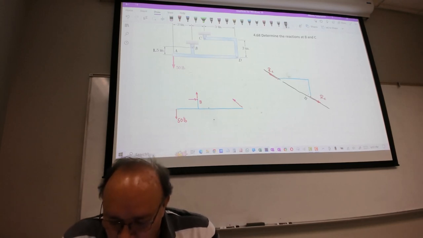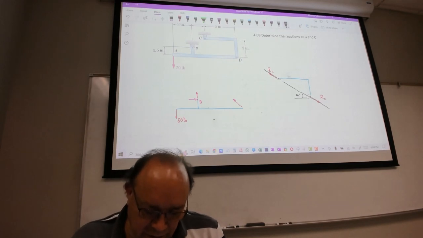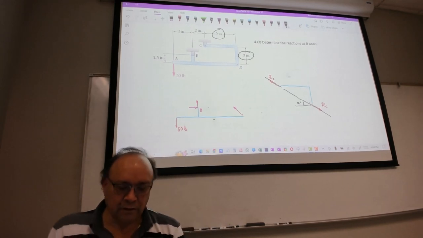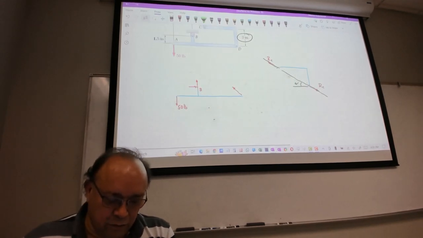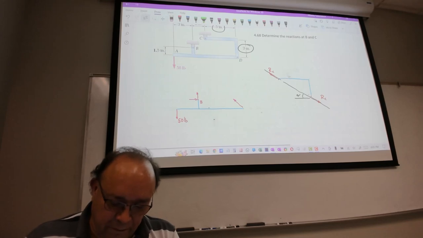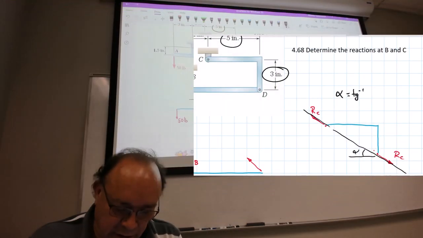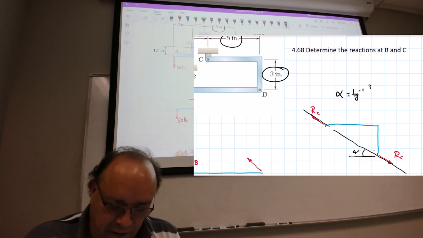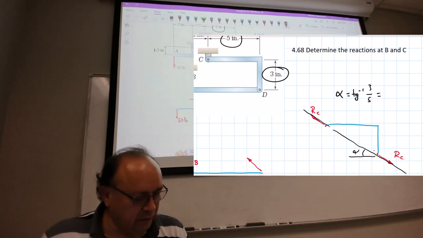So now we know also this angle, right? This angle is given by these numbers, right? So what is that angle? That angle, alpha, will be tangent minus 1 of 3 over 5, right? 3 over 5. Equals, anybody has the arctangent of 3 over 5?